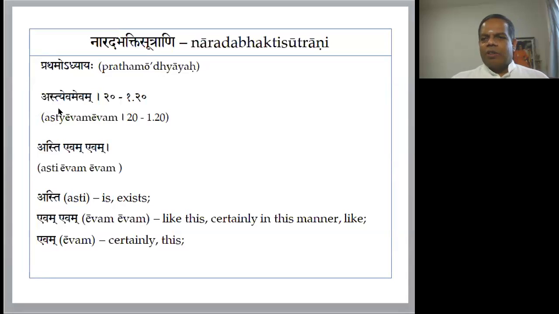It's a very short sutra. There's no aspirated consonant, so it should be easy to recite. I will split the words. It's comprised of 3 words: Asti, evam, evam.